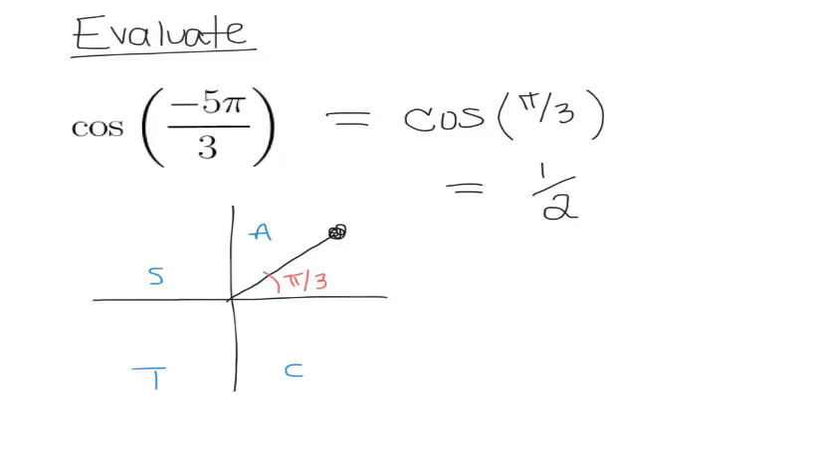And once again, we can use the CAST rule just to double check to make sure that the sign of our final answer is correct. We note that negative 5π/3 does land us inside of quadrant 1, and all of our trigonometric ratios are positive here, so we should expect a positive final answer.